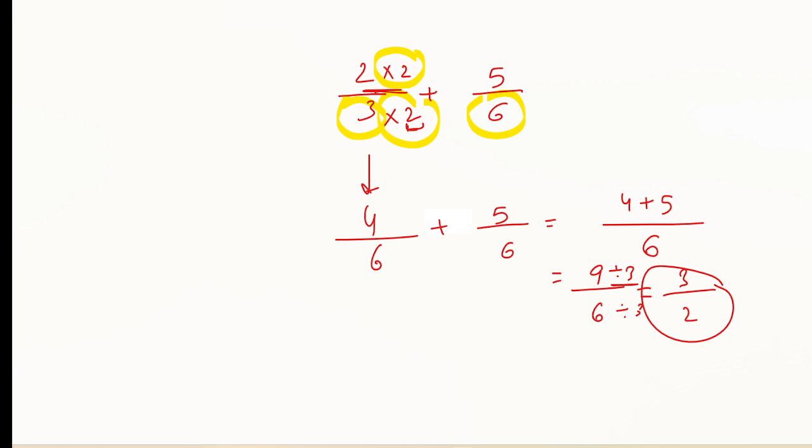So this is how we add fractions with different denominators. The first step is to find the common denominator. The same way we can subtract in place of addition. You just need to subtract here. So addition and subtraction are a similar method.